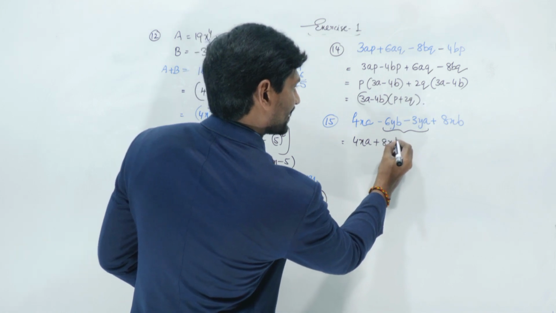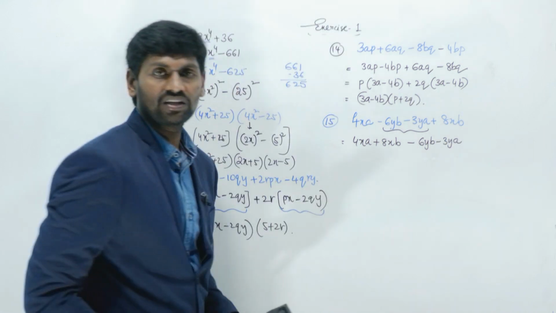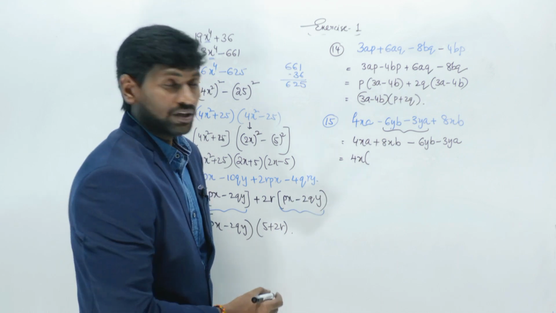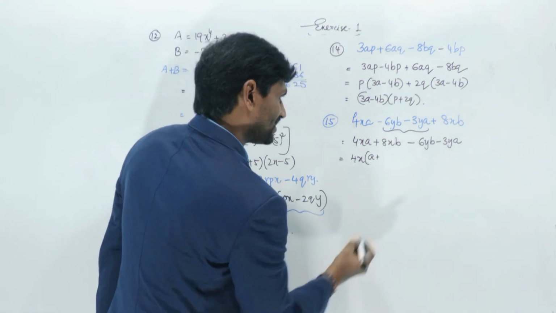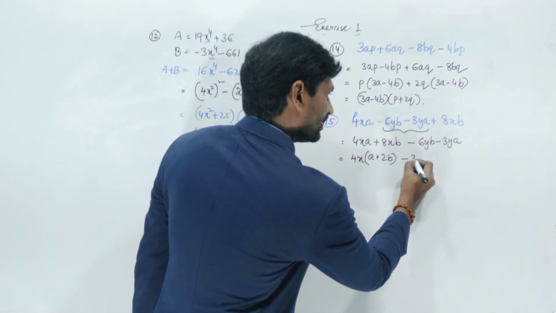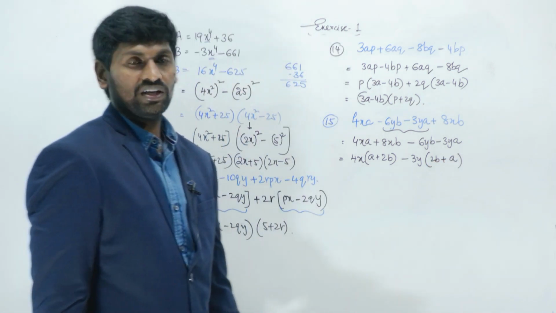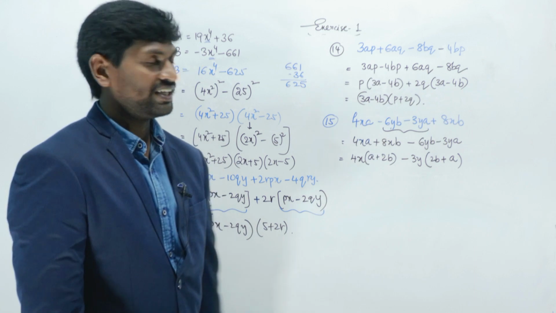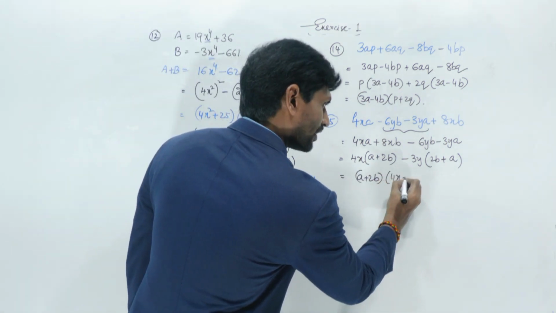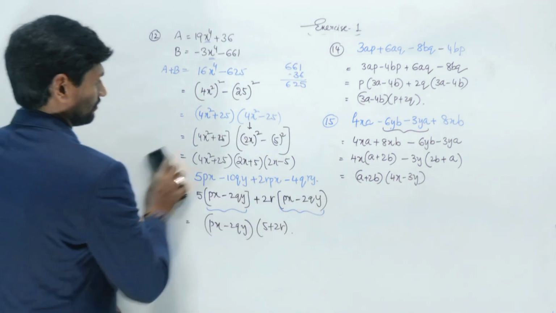4xa plus 8xb, 6yb minus 3ya. Okay? From first two terms, 4x is a common term. If you take 4x, what is remaining? A plus 2b. Okay. Now minus common, 3y also is common. So 2b plus a. A plus 2b, 2b plus a is same. Take a plus 2b as common, then 4x minus 3y. Okay, now check. Very important sum.